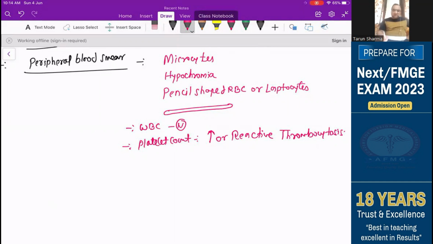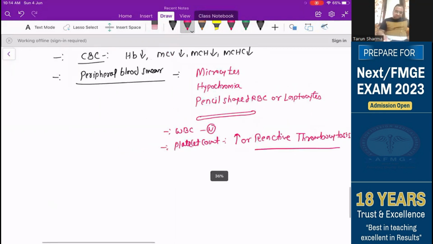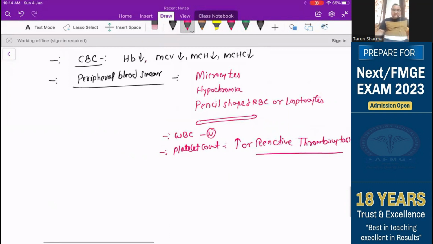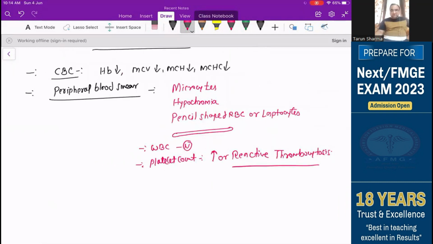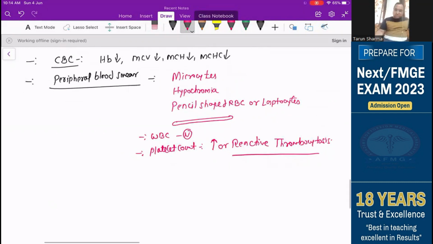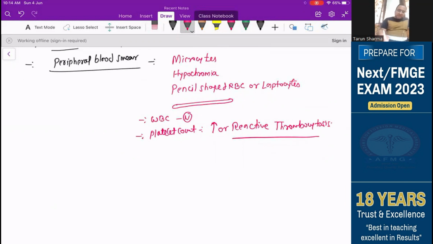So don't panic about this reactive thrombocytosis. Once you treat the iron deficiency anemia, it is going to be treated automatically. So that is about the peripheral blood smear examination in cases of iron deficiency anemia. We started with the CBC, followed by the peripheral blood smear examination. Is bone marrow required or not? No, bone marrow examination is not required here. Remember, bone marrow is not required here.